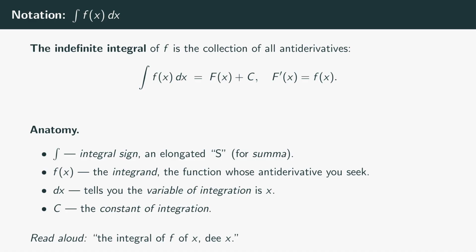And the plus c at the end is the constant of integration, the wiggle room we just talked about. The whole symbol is one object, a family of functions, not a number. That word indefinite matters. The output of the integral of f of x dx is not a number, it's a family of functions. Compare with the definite integral, written with limits like the integral from a to b of f of x dx, whose output is a number. We meet that one next time.